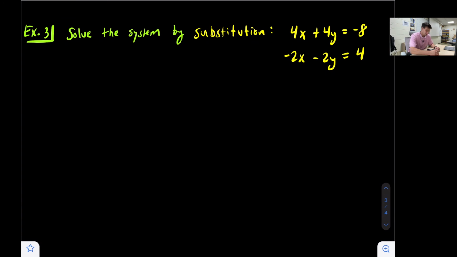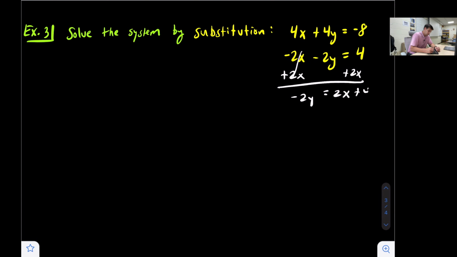4x plus 4y equals negative 8. Negative 2x minus 2y equals 4. Okay, so once again, we want to solve one of these equations for one of the variables. Doesn't really matter here. I'm going to go with the second equation, and I'm going to solve it for y. So we'll start, and I'm going to add 2x to both sides. So now I have negative 2y equals 2x plus 4.